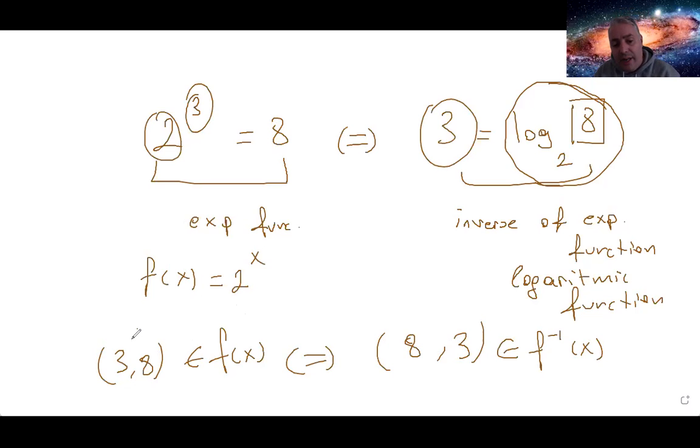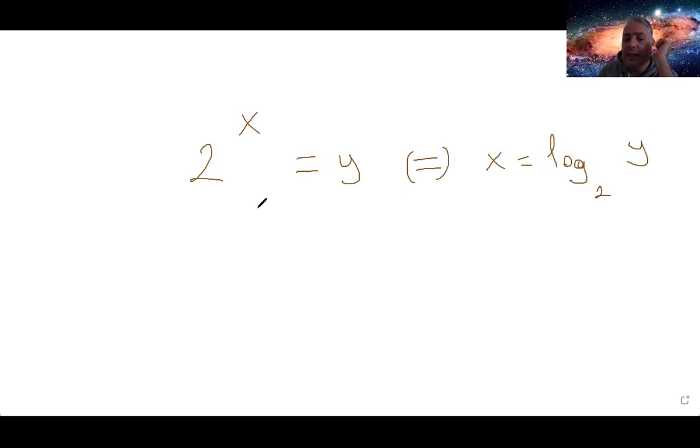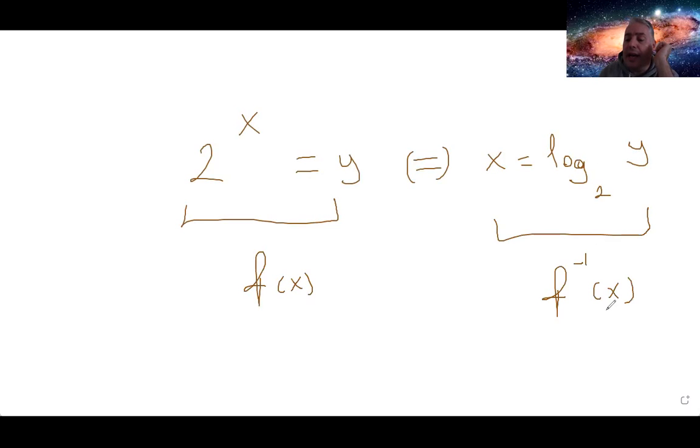So my x is right now 3, 2 to the power of 3 is 8. So to sum up everything, I hope you are not confused. I am explaining lots of things. 2 to the power of x is equal to y if and only if x is equal to logarithm to the base 2 of y. If I call this f of x, this is now f inverse of x. Check it, please, and if it's not logical, tell me.